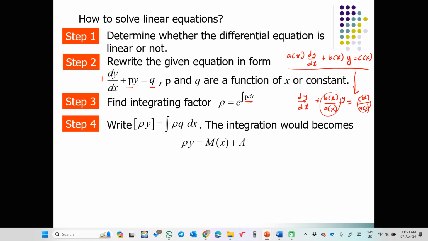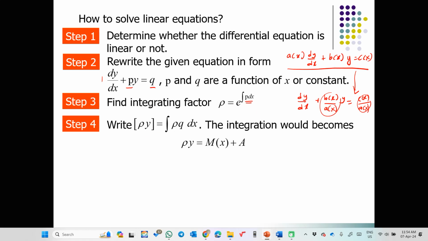Same as homogeneous. This formula, we do not provide it, so you have to memorize it. Actually it is not difficult, you just need to memorize the steps. What is rho? Then rho y equals the integration of rho Q dx, because P has been used in the power for the integrating factor.